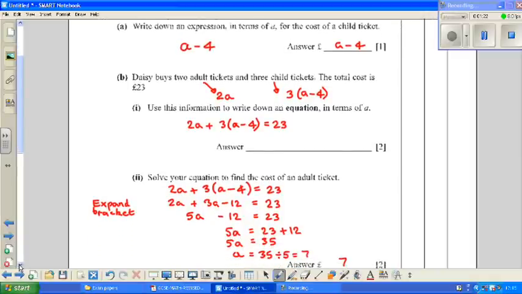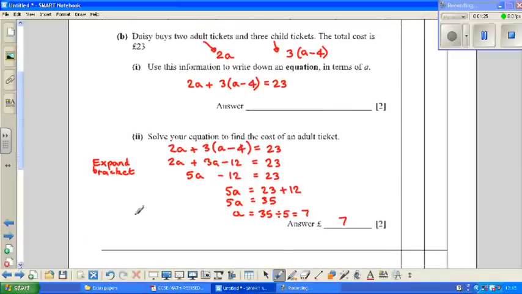Then it asks us in the next part to solve that equation to find what A is, find the cost of this adult ticket A. So if you write out our equation again, hopefully you can see that we've got to do something with the brackets first. We've got to expand or multiply out the bracket. So 2A stays the same, we don't touch it. We're going to multiply each term inside the bracket by the 3. So 3 times A gives you 3A, and 3 times minus 4 gives you minus 12. So we've got 2A plus 3A minus 12 equals 23.